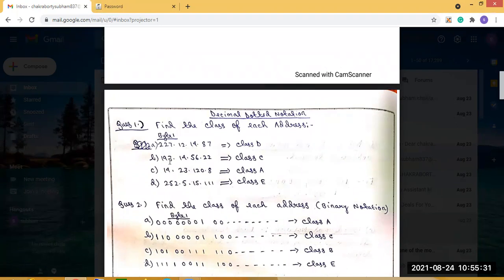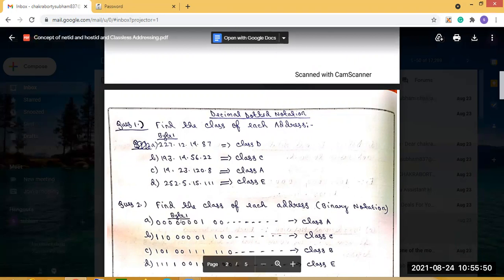Then 193. The range from 192 to 223 is class C. Like this, we check the first byte and according to the first byte we put the values.